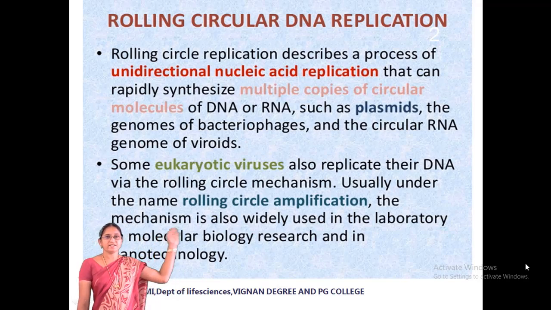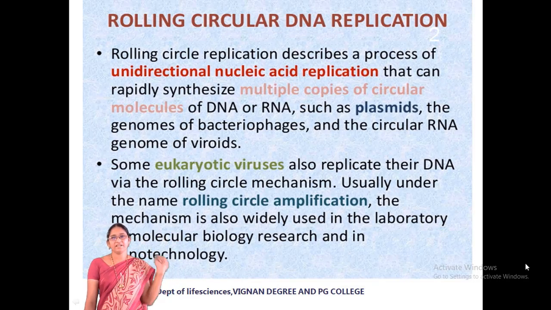Coming to the introduction of rolling circle DNA replication. Rolling circle replication describes a process of unidirectional nucleic acid replication that can rapidly synthesize multiple copies of circular molecules of DNA or RNA, such as plasmids, the genome of bacteriophages, and the circular RNA genome of viroids. Some eukaryotic viruses also replicate their DNA via the rolling circle mechanism. Usually, under the name rolling circle amplification, the mechanism is also widely used in the laboratory in molecular biology research and in nanotechnology.